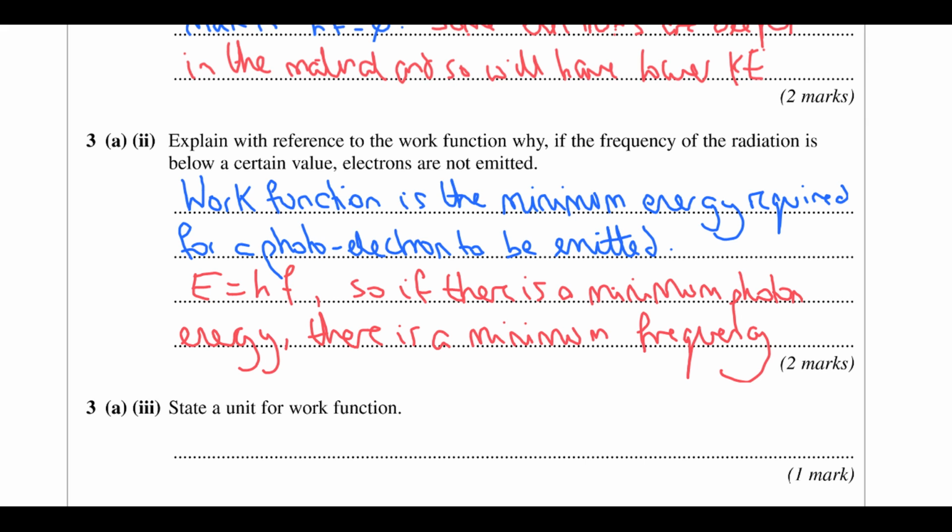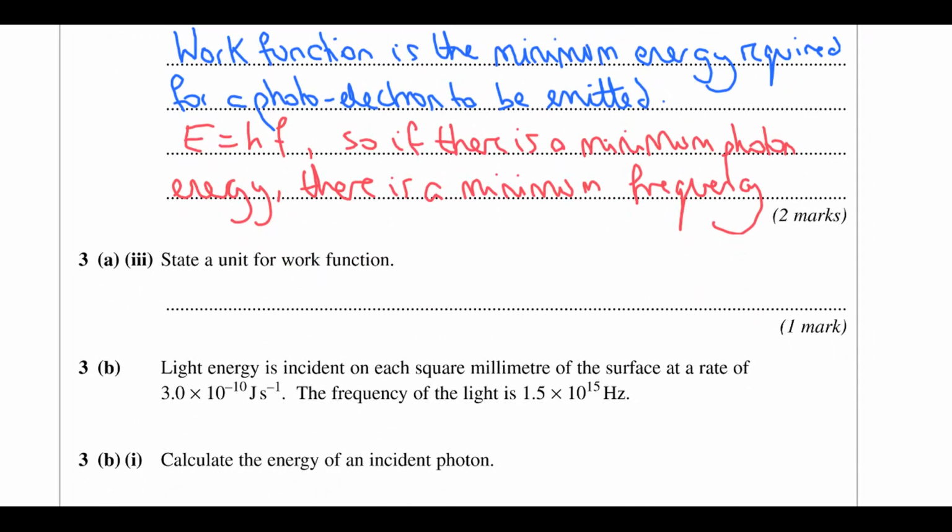So that's what we've got there. So there's a minimum photon energy, there's a minimum frequency, because we can see those two are connected by a constant. So if the frequency is less than the threshold frequency, the photon energy is less than the work function. That's the relationship there.